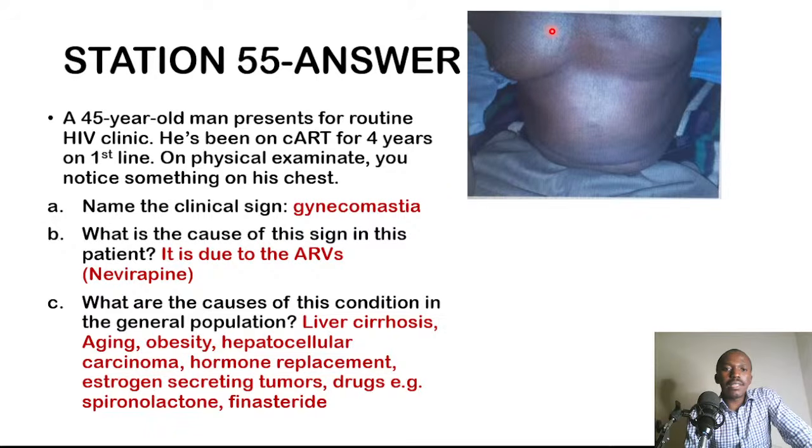Nevirapine has been known to cause gynecomastia. Then other conditions include things like liver cirrhosis, aging. You could have obesity, hepatocellular carcinomas, hormonal replacements, especially with estrogen. Then drugs like spironolactone, even finasteride.